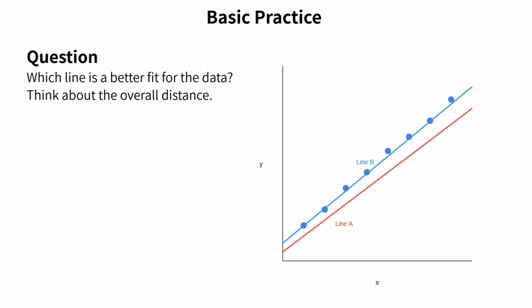You see the same kind of scatterplot, with two different lines. Your task is simple: which line fits the data better? Don't focus on one point. Look at the pattern as a whole. Ask yourself this question: across all points, which line keeps the distances smaller? Pause the video for a moment and make your choice. Now, let's think it through. One of these lines clearly runs through the center of the data. The other stays consistently above or below the points. That tells you everything you need to know.